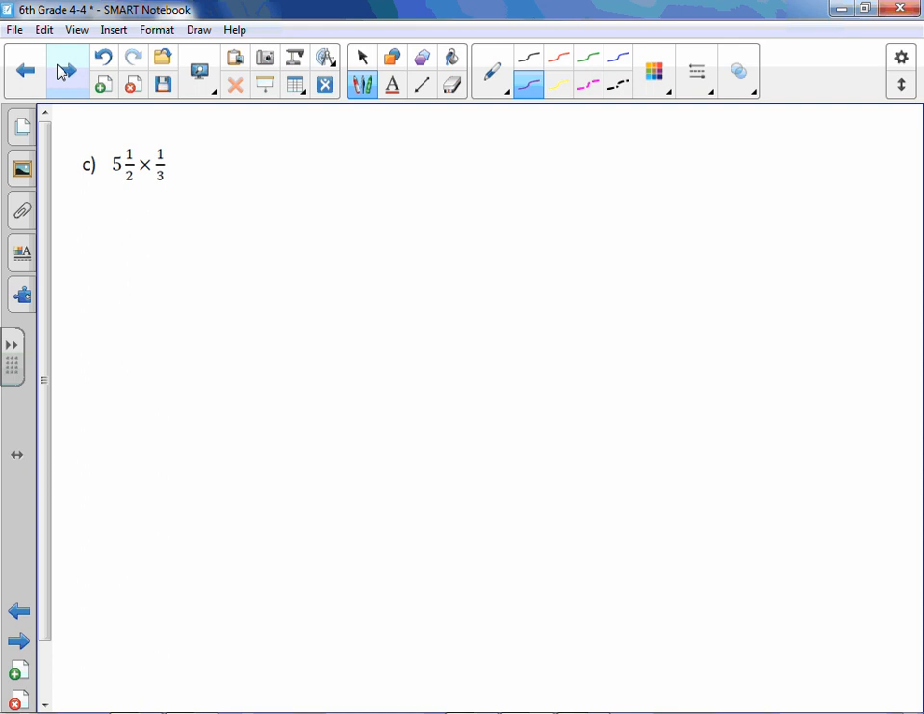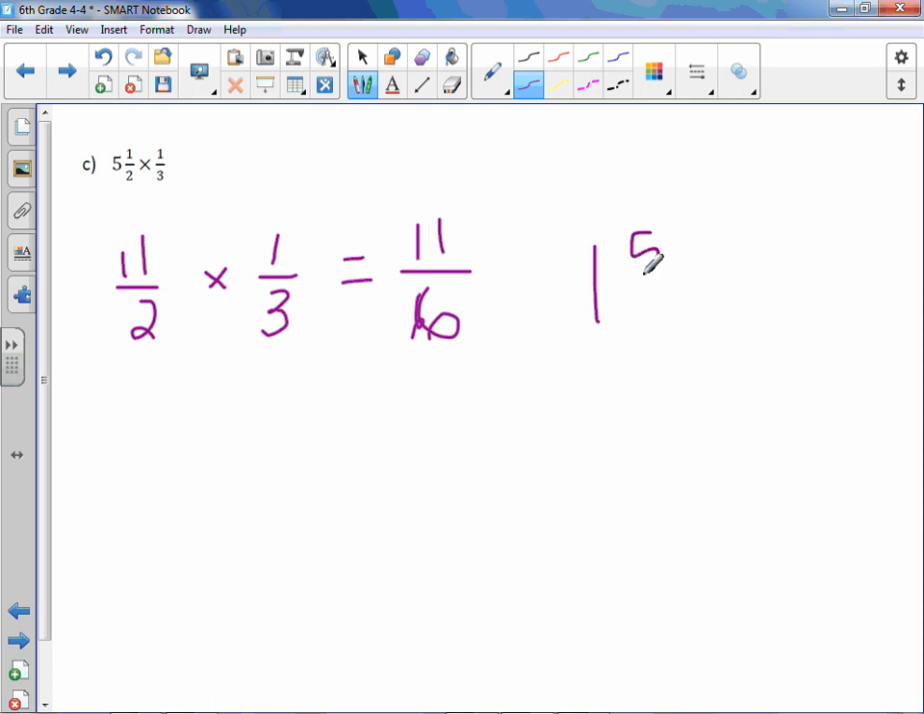5 1/2 times 1/3. 5 1/2 is 11/2. 5 times 2 is 10, plus 1 is 11. Times 1/3. 11 times 1 is 11, and 2 times 3 is 6. Now, if it is an improper fraction as your product, change it back to a mixed number. So, there's a 6 here. 6 goes into 11 once, with 5 left over. Therefore, 1 and 5/6.